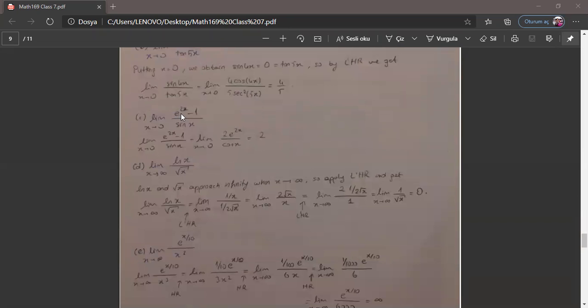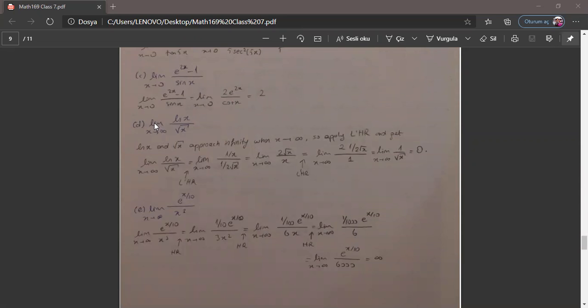Now, if you plug in x equals 0 again, here you get e to the 0, which is 1. So 1 minus 1 gives you 0. And sin 0 is again 0. So both are 0. Then you can apply the rule. Here we have 2e to the 2x over cos x. And if you plug in x equals 0, you get 2.